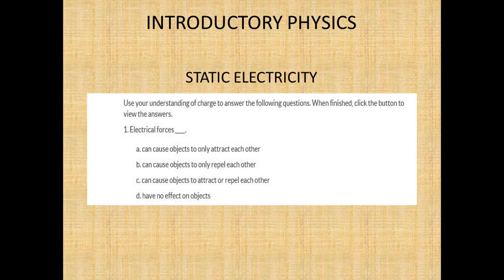So remember, if you have two oppositely charged objects, they're going to attract each other. If you have a charged object and a neutral object, they're going to attract each other. And if you have like charges, they're going to repel. So answer C is the most correct: can cause objects to attract or repel each other. We will explain further why charged and neutral objects attract each other. There's an explanation for that, but we'll get there.